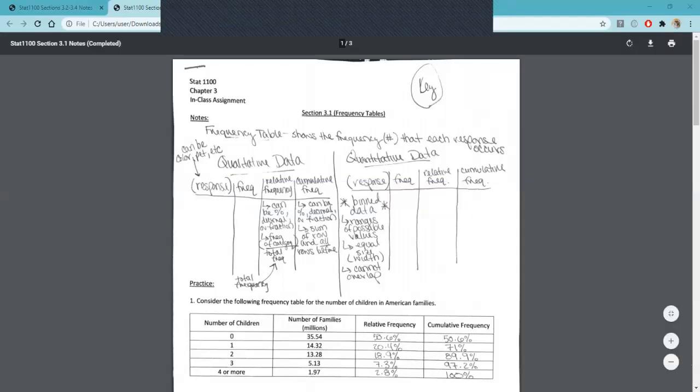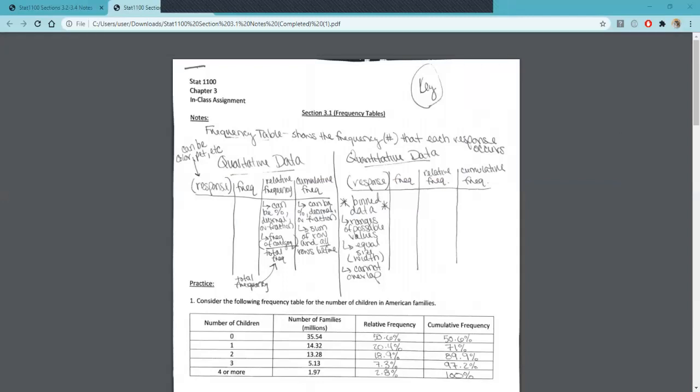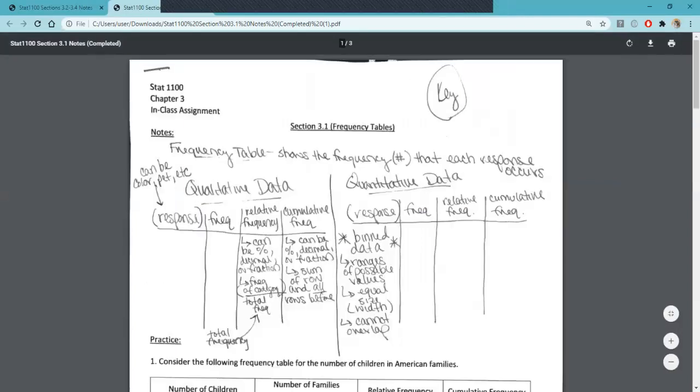Since this section does not include a lot of notes, I do want to just go over it in the video at the same time as I go over the practice problems. Let me go ahead and zoom in a little bit here. We're talking about section 3.1. In 3.1, we're working with frequency tables.